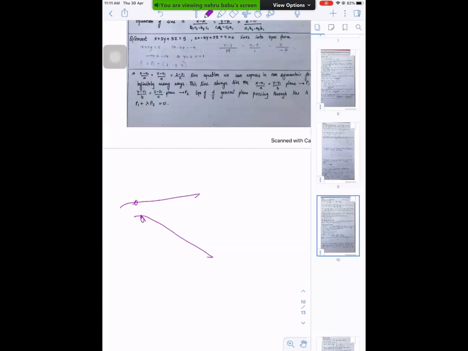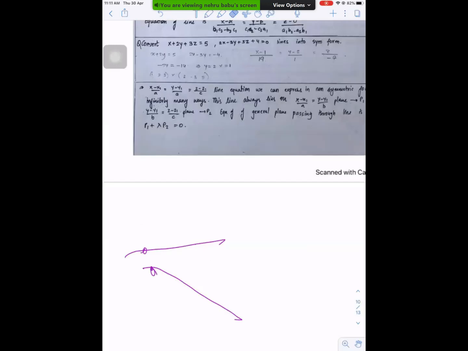Sir, we'll get general points in terms of s and t. Okay. So we'll solve for the x coordinates, equating both. If it is satisfying for the y coordinate and the z coordinate, then they're intersecting. Here, just take a general point on this line: x1 plus a1t, y1 plus b1t, z1 plus c1t.